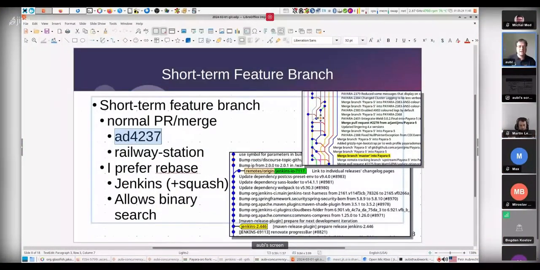But what it ends up is that it's sometimes difficult to find the history of something. The other way is that you can try rebase. Do you know what rebase is?